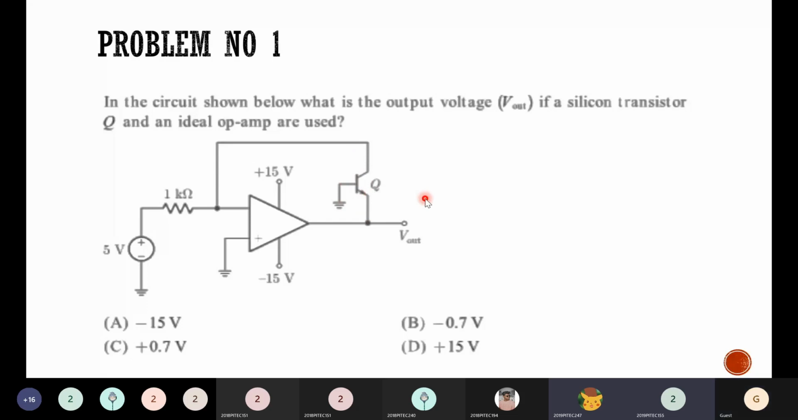Very simple. You just have to think through the logic. That is what you have to do here. Otherwise, the problem is simple. It doesn't require a big calculation and all. Okay.